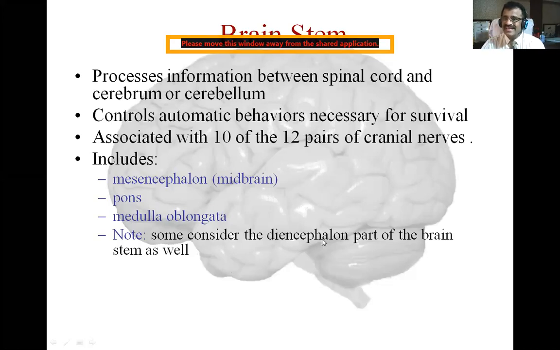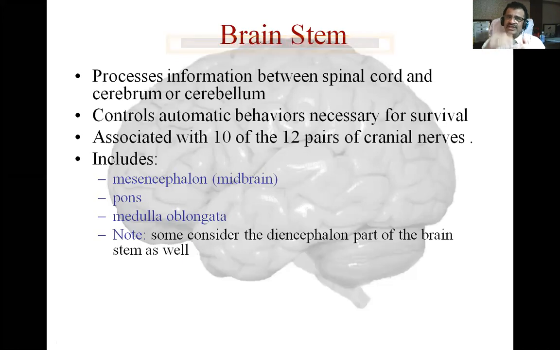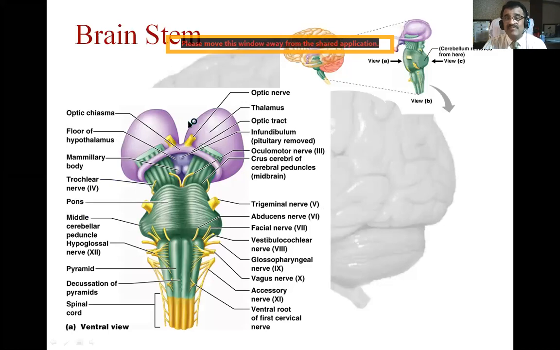Some consider the diencephalon part of the brainstem as well, because above the mesencephalon is the diencephalon, which is a part of forebrain. So it is in continuity, and also it looks in line. So some consider diencephalon also part of brainstem. You can see here, the purple color part is a diencephalon, thalamus.